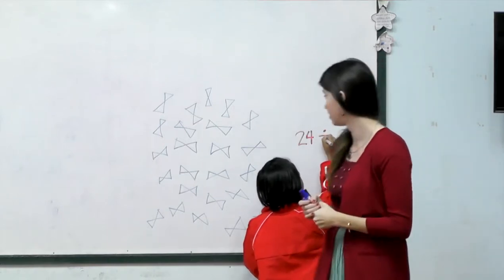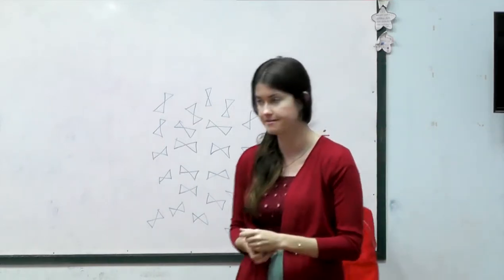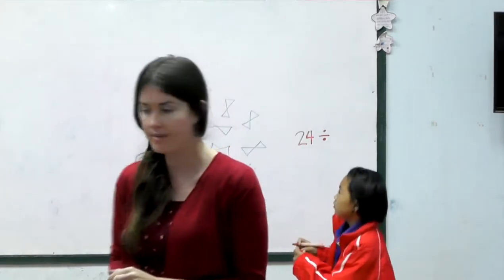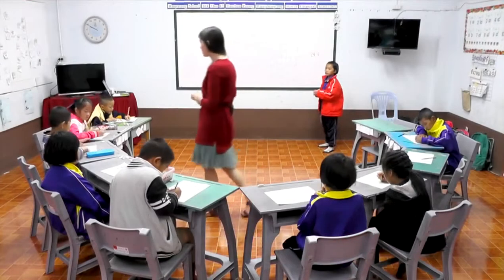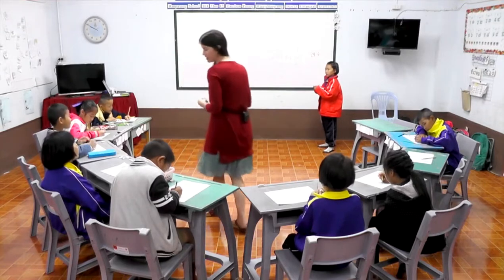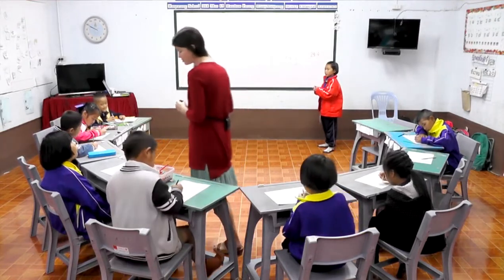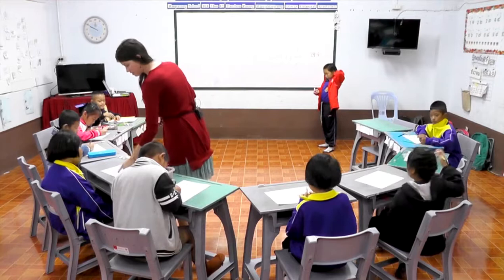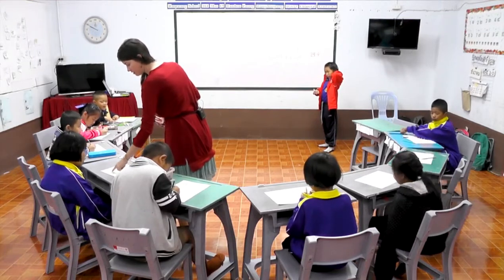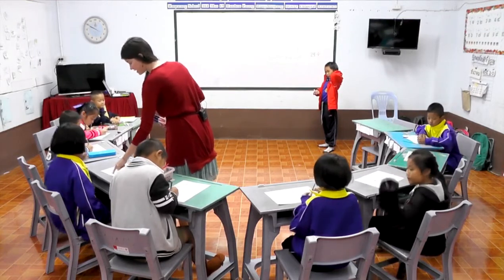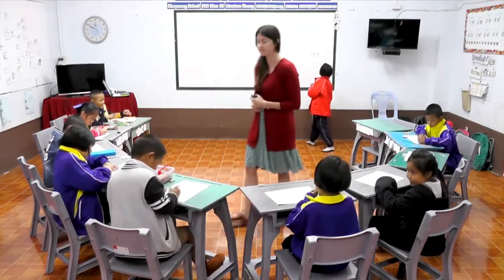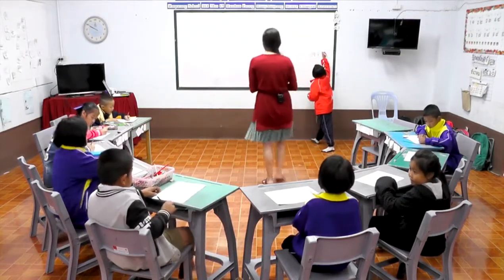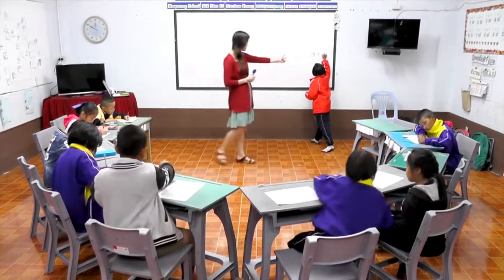Okay. You can do some circles for us. Okay. So how many groups do we have? How many groups do we have for our candies? 1, 2, 3, 4, 5, 6. So we have 6 groups, so we're going to say 24 divided by 6. She's got it.